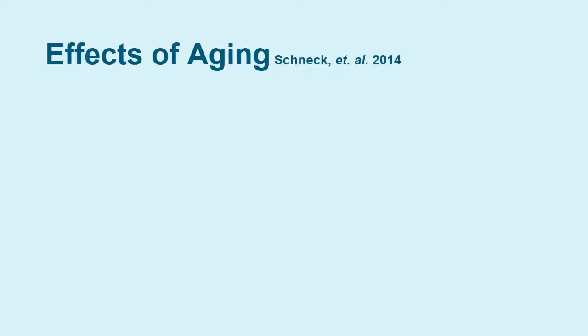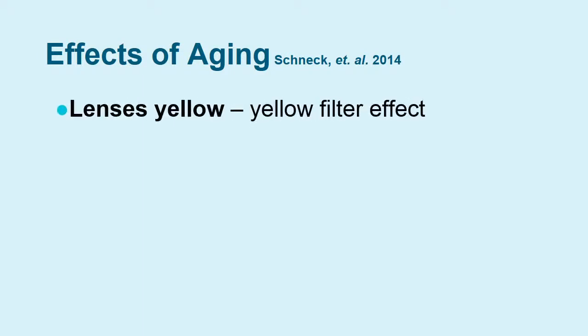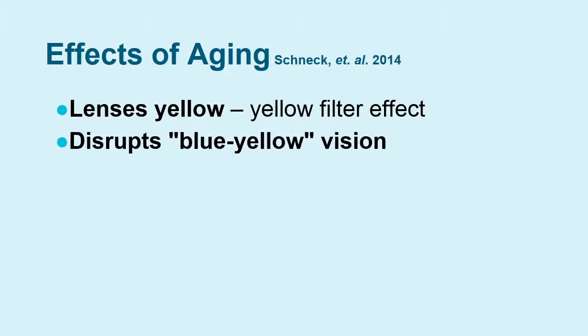In a recent study by Schneck and others in California, where they sampled just under about 900 patients, they looked at aging populations from about 58 to 102 years of age, and they found that it's already known that as people age, there's a yellowing effect, a yellowing of the lenses, or called a tanning of the lenses. And so it has a yellow filtering effect, and what it does is it messes up the blue-yellow vision.